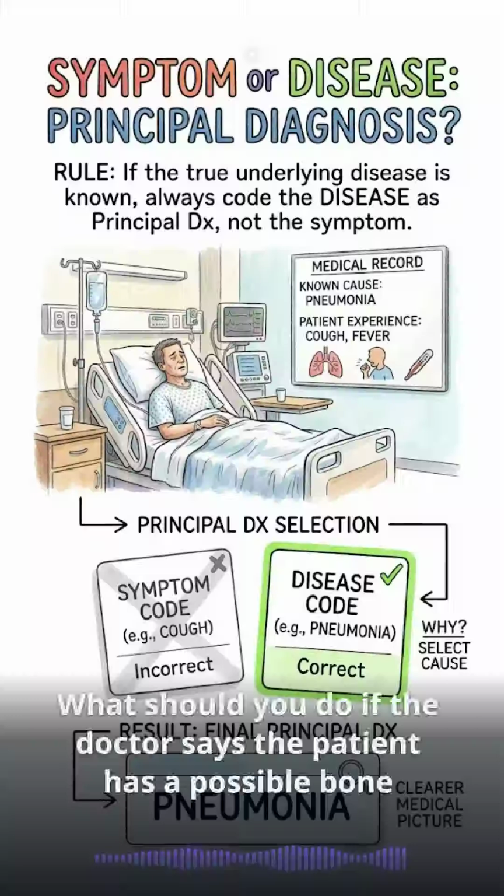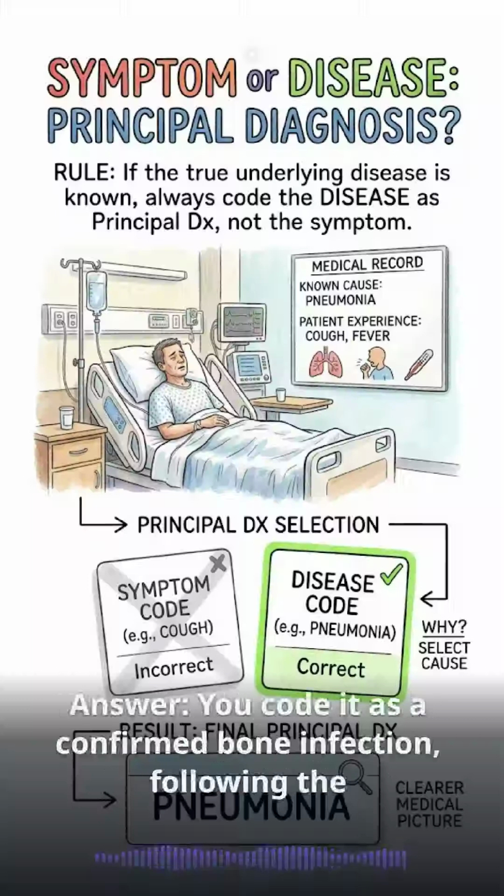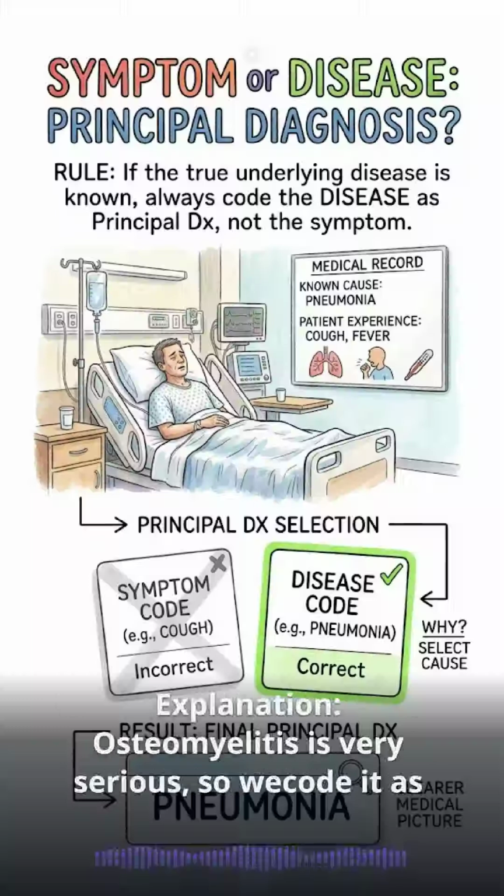91. What should you do if the doctor says the patient has a possible bone infection at discharge? You code it as a confirmed bone infection, following the official inpatient coding rules for uncertainty. Osteomyelitis is very serious, so we code it as present if the doctor is still treating it.